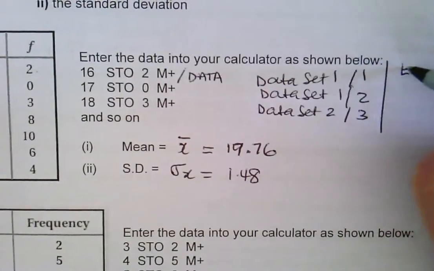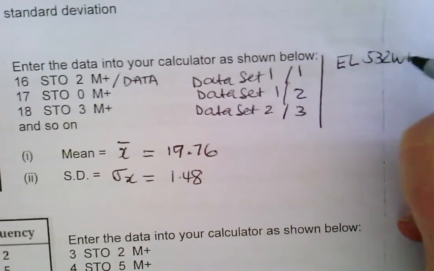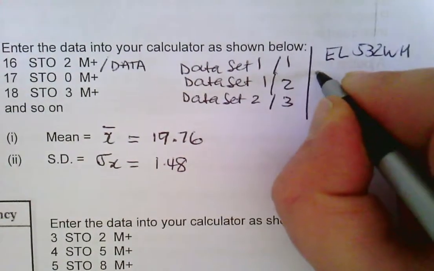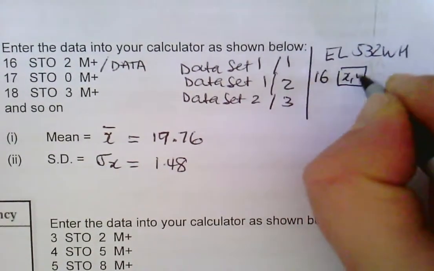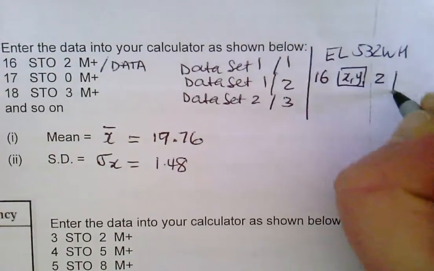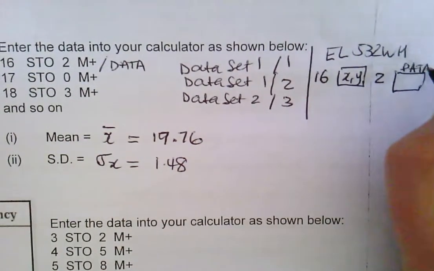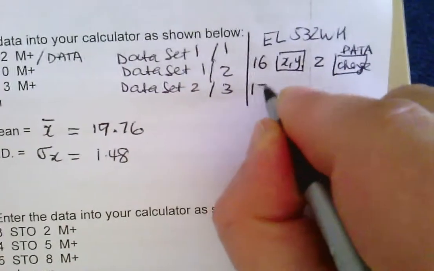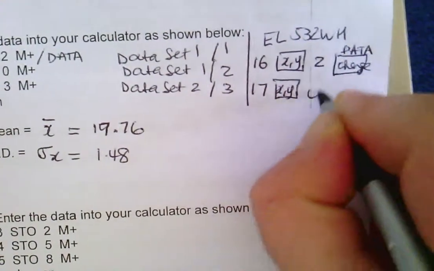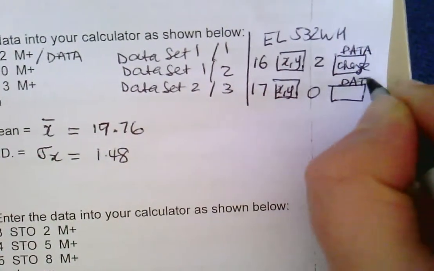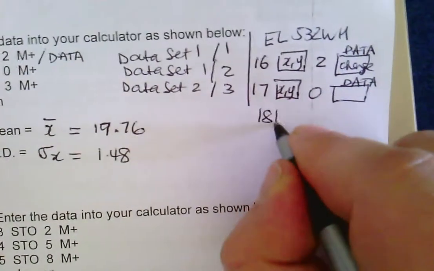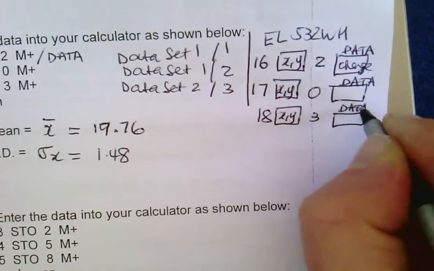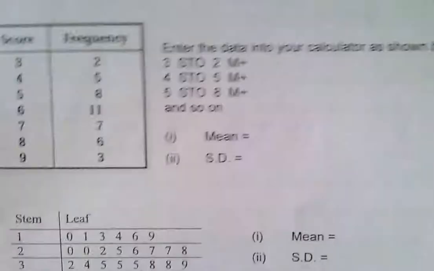Now, for the Sharp EL-532WH, the new calculators, you enter your data like this: 16 XY to that data button. It's got the change on it. Then it's 17 XY 0, that data button. 18, XY, 3, that data button with change. You'll enter the next one.